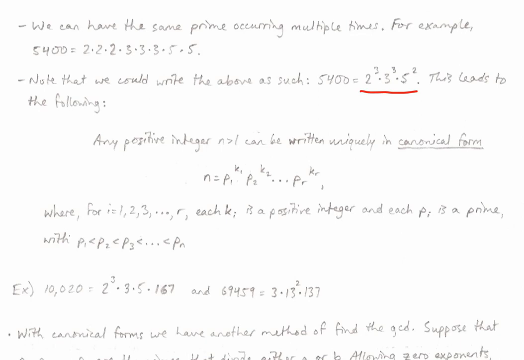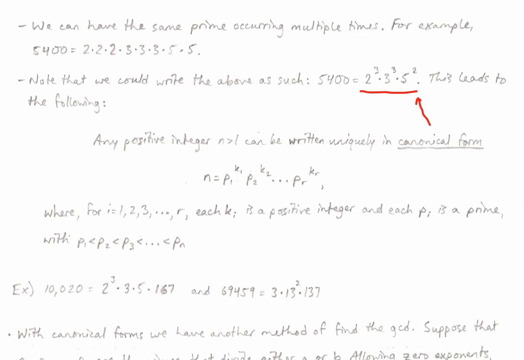When we take a number and we write it as a prime raised to some power times another prime raised to some power times another prime raised to some power, and going up and keeping with that pattern. Any positive integer n that's greater than 1 can be written uniquely in canonical form. So that's what this is right here. It's in the canonical form, which is when you take a prime, you raise it to some power times another prime, and we typically write these primes in ascending order.